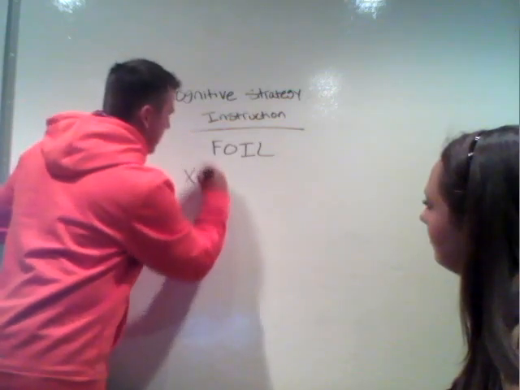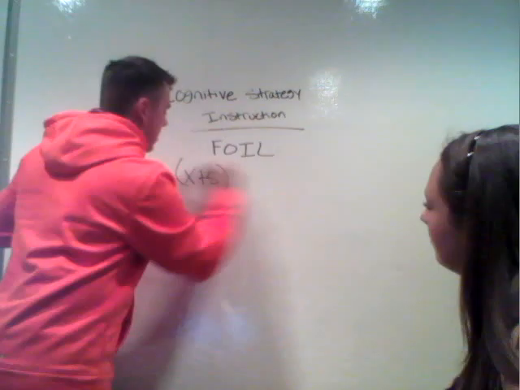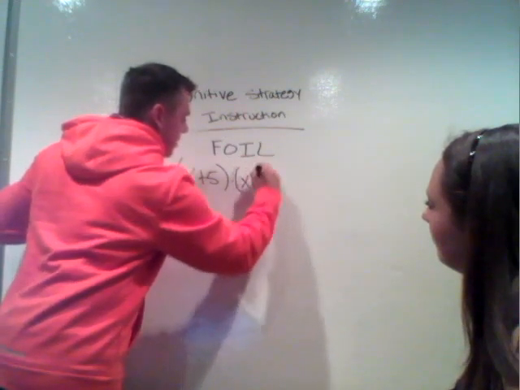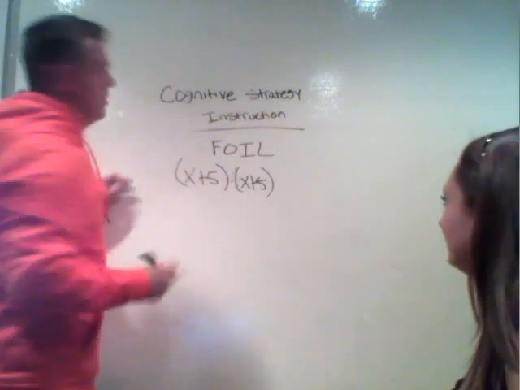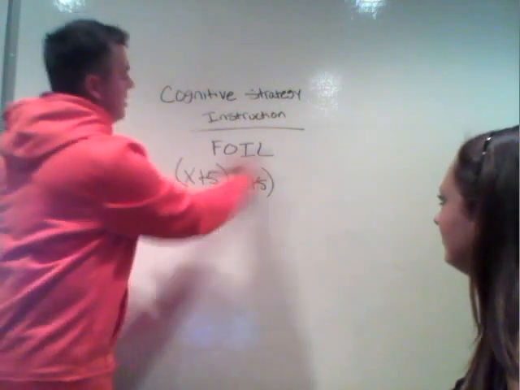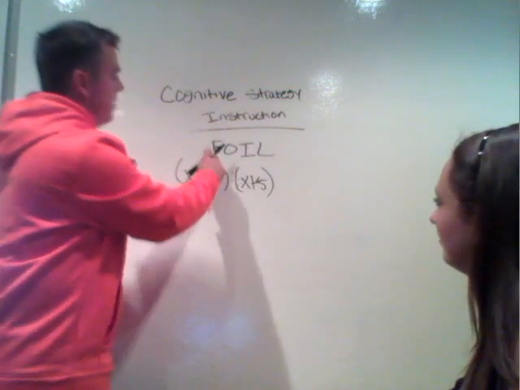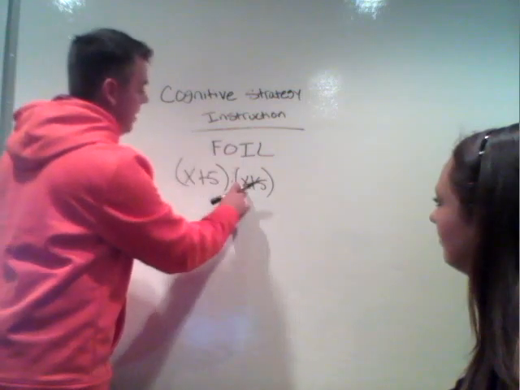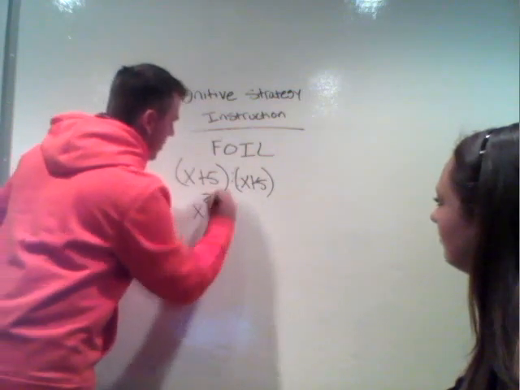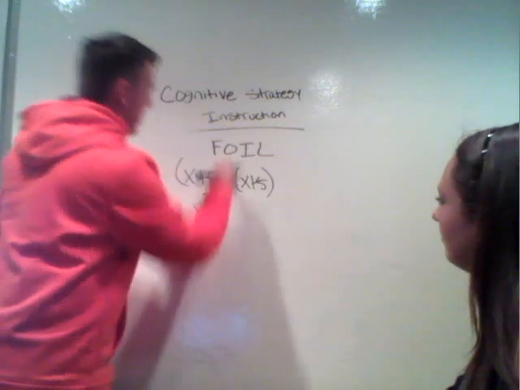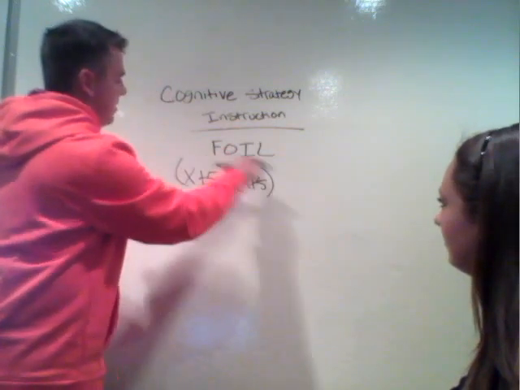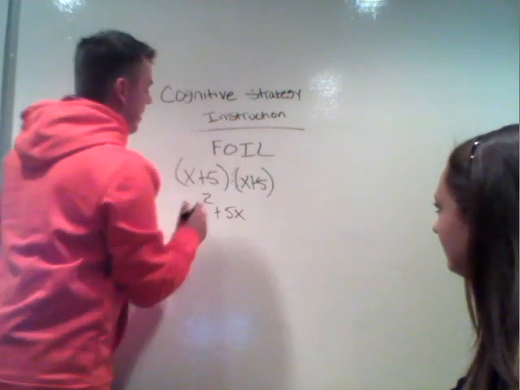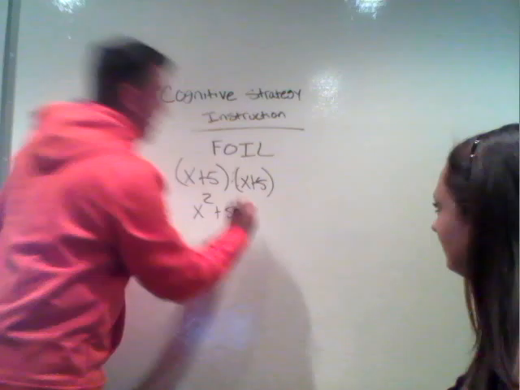We're going to do x plus 5, or not plus, x plus 5. And to do our FOIL method, this is an acronym that you're going to have to use. F stands for first. So we have x times x. So we get x squared plus outside, x times 5. So you have 5x. Inside. So you have 5 times x.